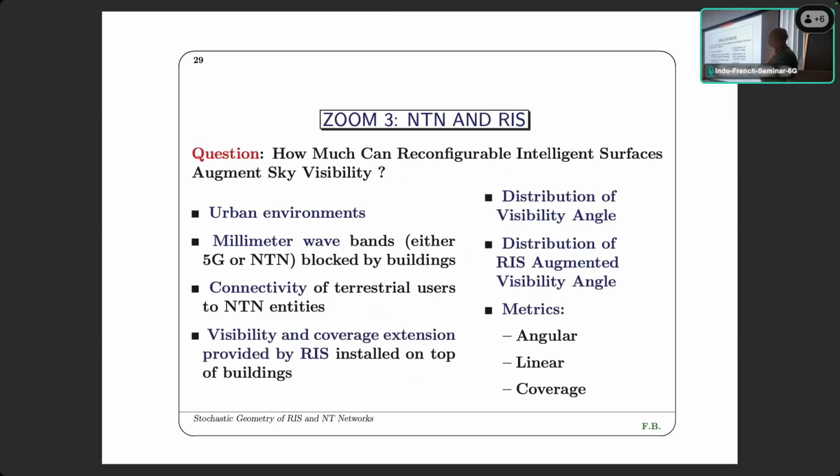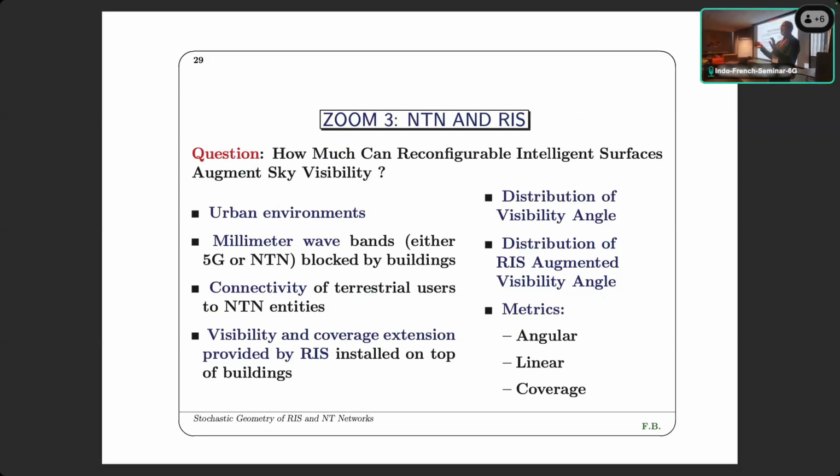And the question is, how much can reconfigurable RIS augment sky visibility? It goes like this. Think of an urban environment. Think of millimeter wave, and as I said, 6G will completely integrate what is currently done in this framework of NTN in the millimeter and perhaps even higher frequency bands used by these networks. We will not look at SINR or Shannon rate. We look at very simple things.